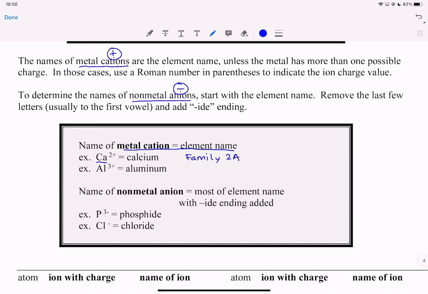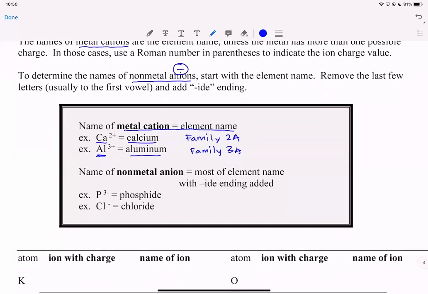And so the name of the ion is the same as the name of the element, calcium. Or aluminum, which is in family 3A. You would quickly look on your periodic table for that element symbol Al, find it in family 3A, and so you have that aluminum is the 3+ ion. The name of that ion is just called aluminum, the same as the element.